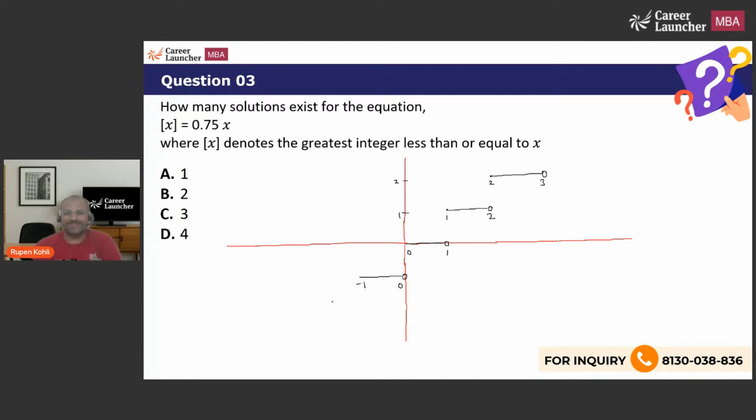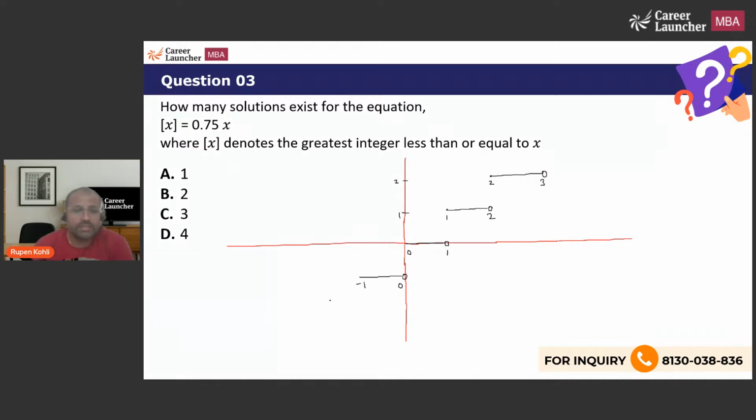Now we have to look out for the intersection. There are infinite such steps of 1 unit going upward. It's just like a staircase, right? But the vertical lines are not there, only the horizontal lines are there. So greatest integer of x is always an integer value, right? It is not a continuous curve, it's like this.